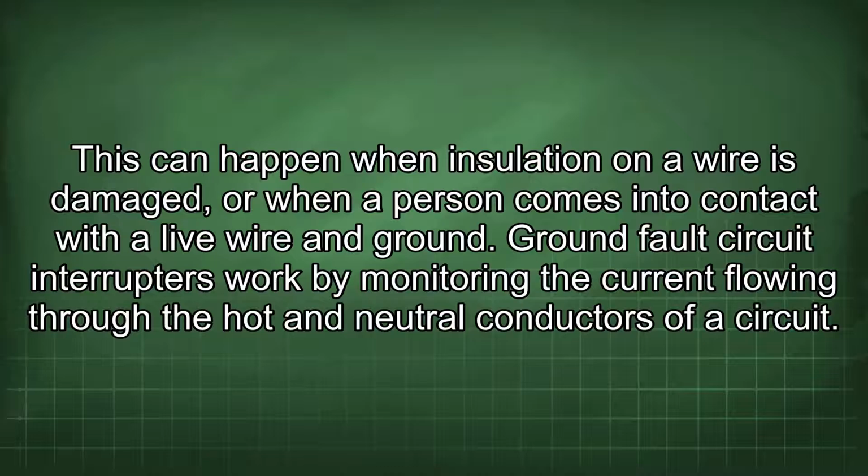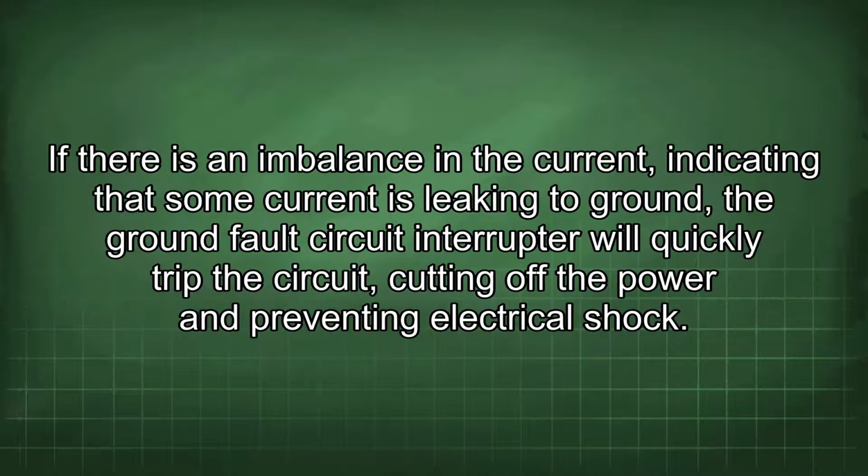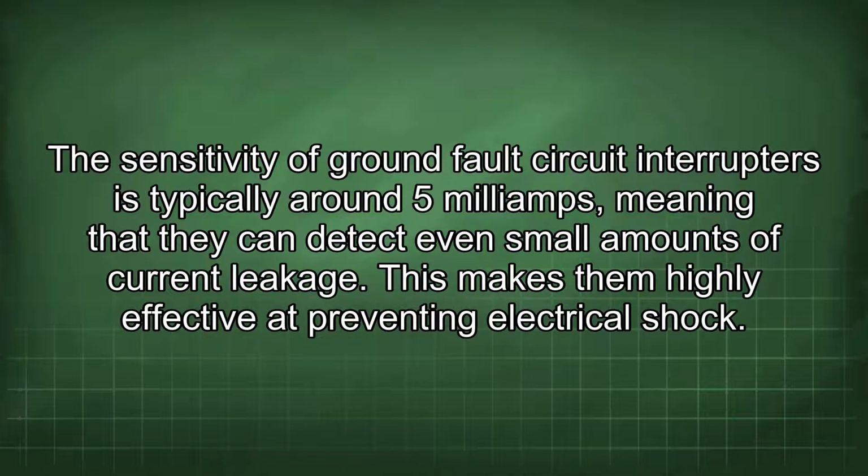Ground fault circuit interrupters work by monitoring the current flowing through the hot and neutral conductors of a circuit. If there is an imbalance in the current, indicating that some current is leaking to ground, the ground fault circuit interrupter will quickly trip the circuit, cutting off the power and preventing electrical shock. The sensitivity of ground fault circuit interrupters is typically around 5 milliamps, meaning that they can detect even small amounts of current leakage. This makes them highly effective at preventing electrical shock.